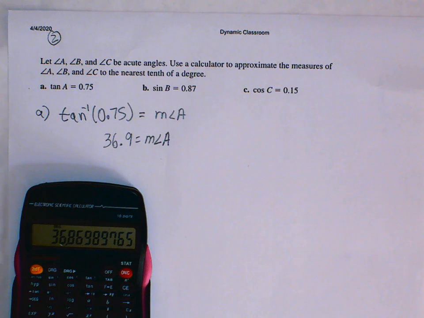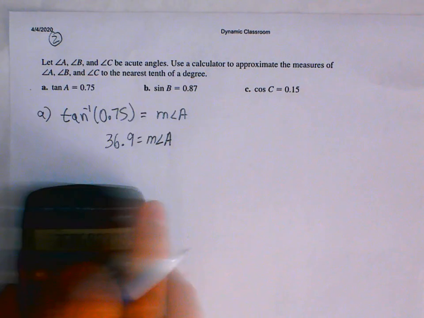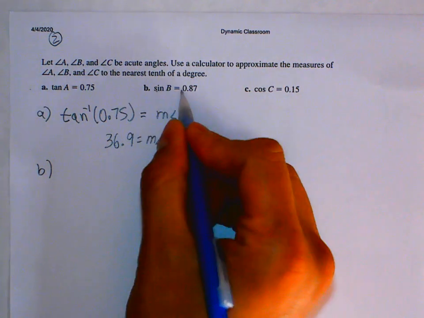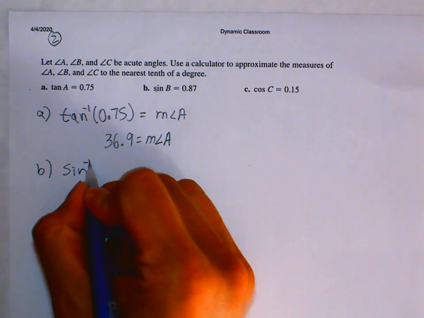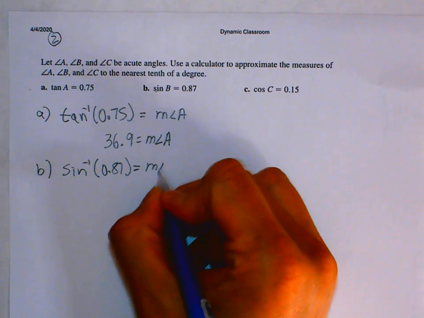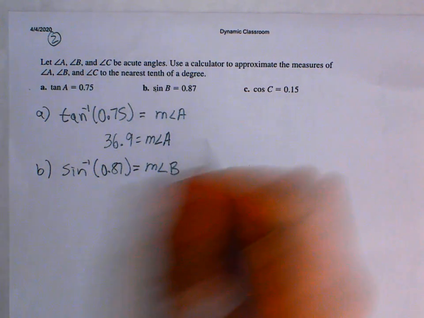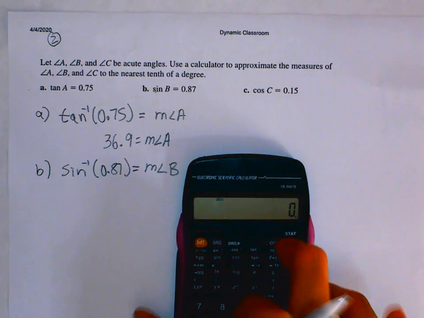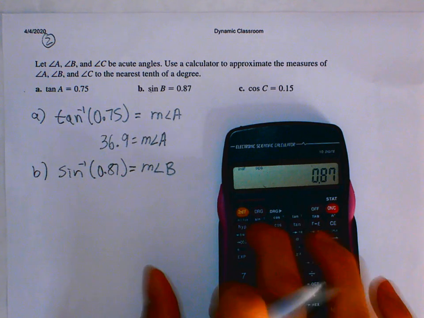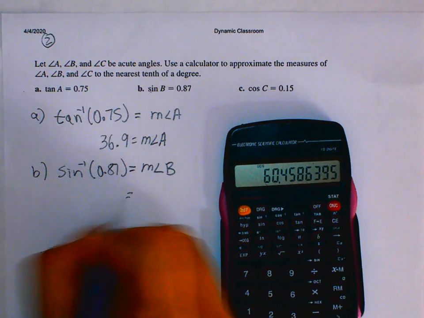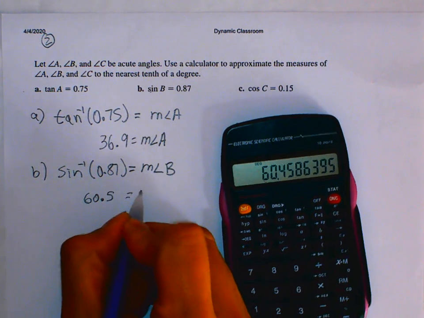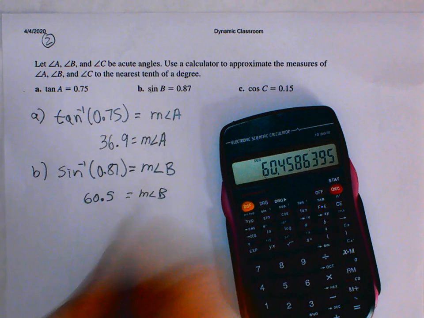And that's it. Let's look at B now. Sine inverse of 0.87 is equal to the measure of angle B. So what you're going to do is put it in the calculator. 0.87, second, sine inverse, about 60.5. And that's what B is.